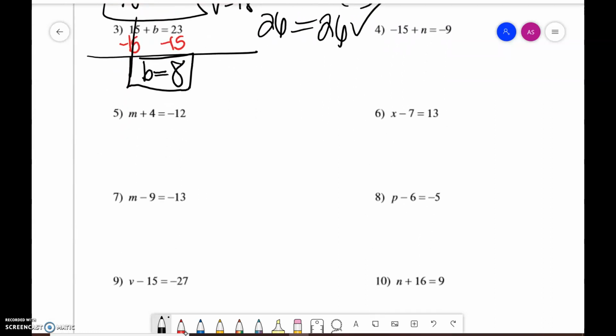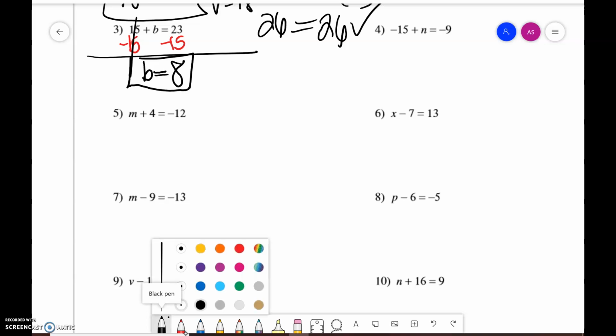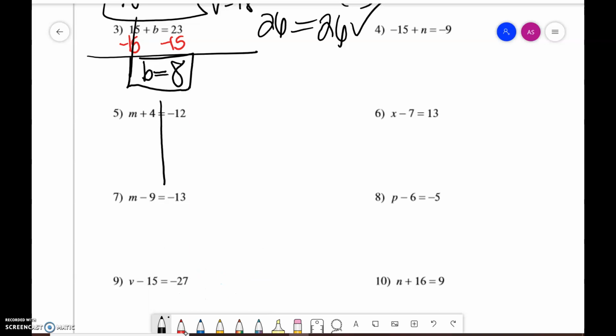My next problem, I have M plus 4 equals negative 12. So, and also I forgot to say, some of you in middle school, you drew that line to separate your problem. If you feel like you need that line, please draw it in, because that may help you get closer to the answer. Also, like I said, circling the variable, that may help as well.